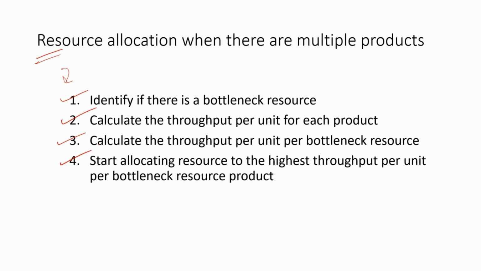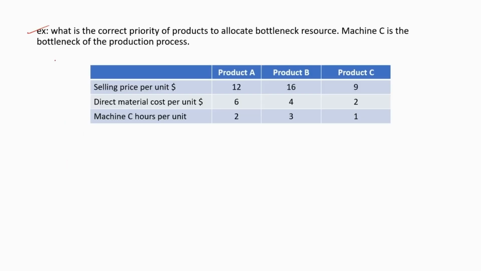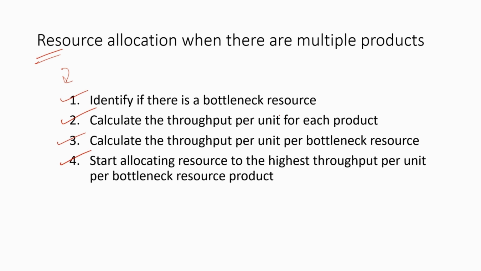Now let's do an example. What is the correct priority of products to allocate bottleneck resource? Machine C is the bottleneck of the production process. They have given us three products, product A, product B and product C. Let's go back and see what is the first step. Identify if there is a bottleneck resource. There is a bottleneck resource, which is machine C.